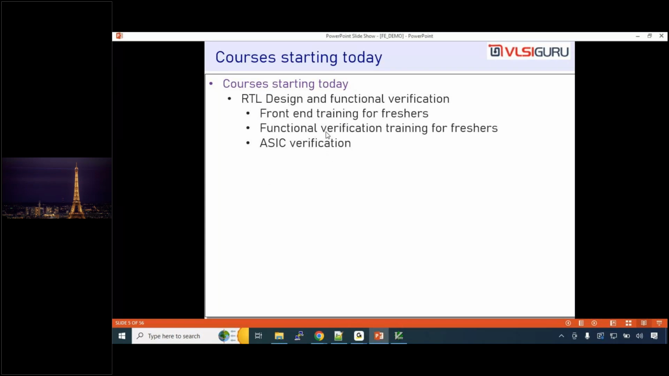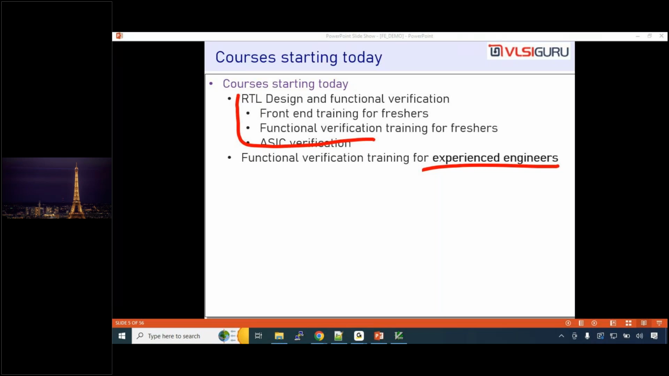The other course that is starting today is functional verification training for experienced engineers. See, the earlier one was targeted at a fresher. This is for experienced engineers. The difference is someone who is already working in the industry is comfortable with digital design and Verilog. He wants to gain expertise in SystemVerilog, UVM, some advanced protocols, some complex projects. This course will be customized for those kinds of requirements. Whereas freshers have to start with advanced digital design, Verilog, and all those things. Hence, that is offered as a separate course.